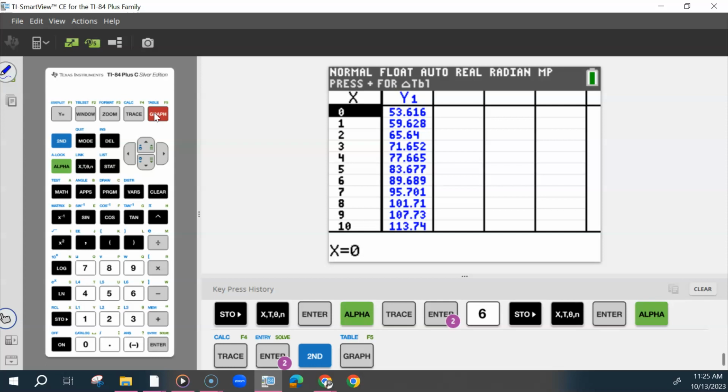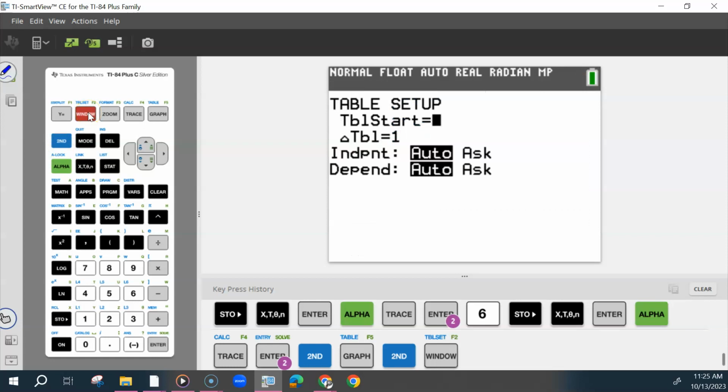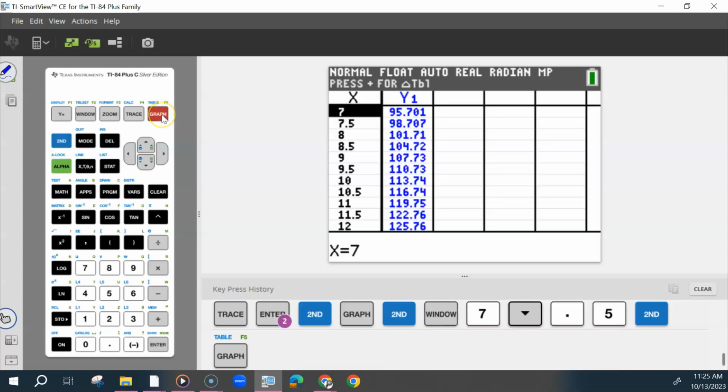So on top of window, there's something that says table set. It's in blue. So we're going to hit 2nd window. The 2nd window should take you to this. Right now this is starting at 0, but I'm going to change this to 7. And instead of counting by 1, we want it to count by, let's say, a half. I'm going to change it to 0.5. Then I'm going to go back into the table. 2nd graph. So now I can see somewhere between 7.5 and 8 is going to be my actual answer.